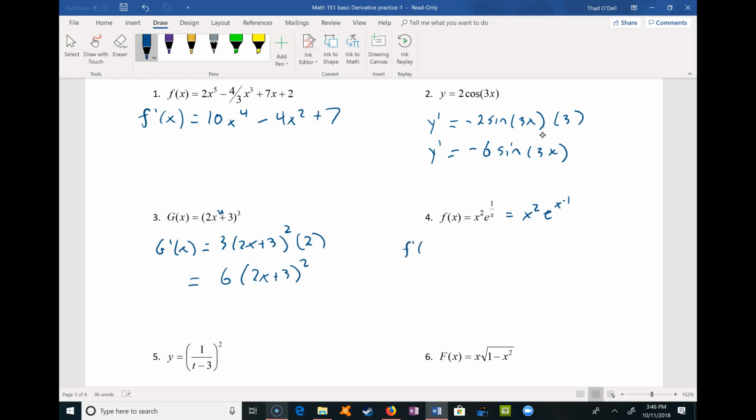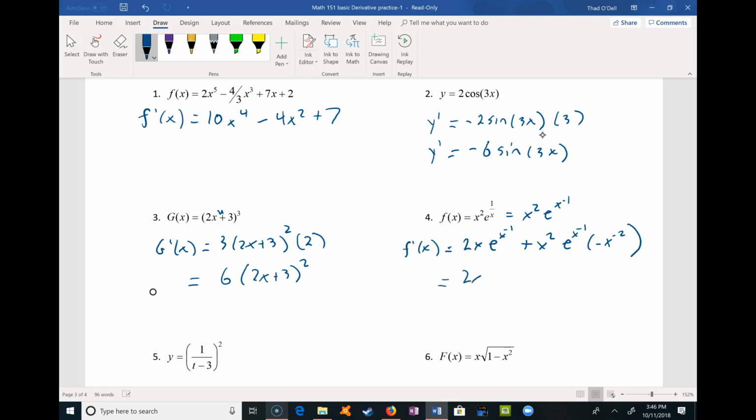So f prime of x, I'm going to take the derivative of the first thing, which is 2x, times the second thing, and then I'm going to add to that the first thing times the derivative of the second thing. Well, the derivative of e to the something is e to the something times the derivative of what's in the exponent. So the derivative of e to the x to the negative 1 would be e to the x to the negative 1 times negative x to the negative 2.